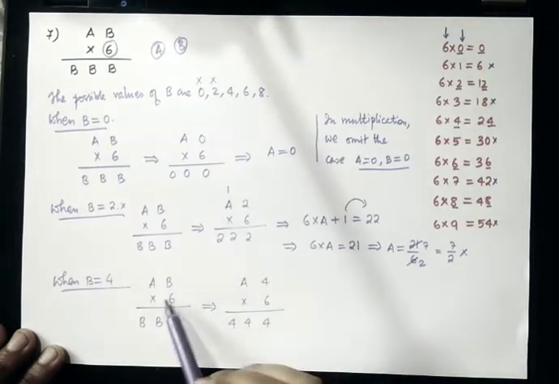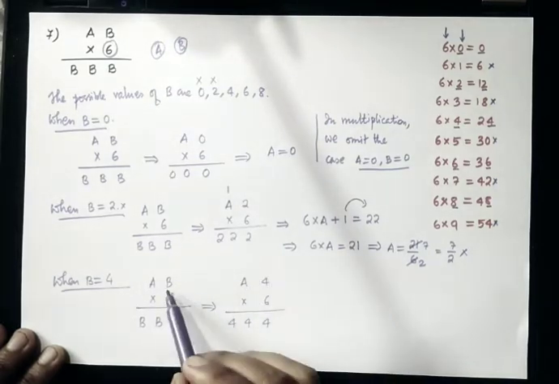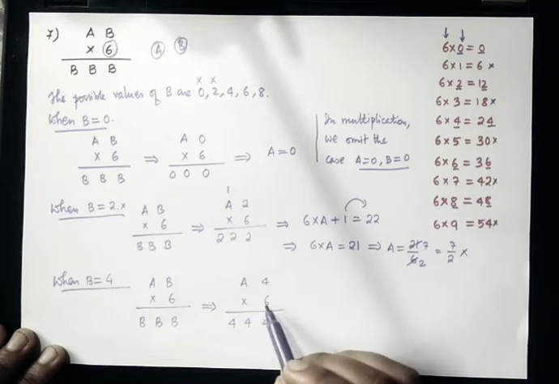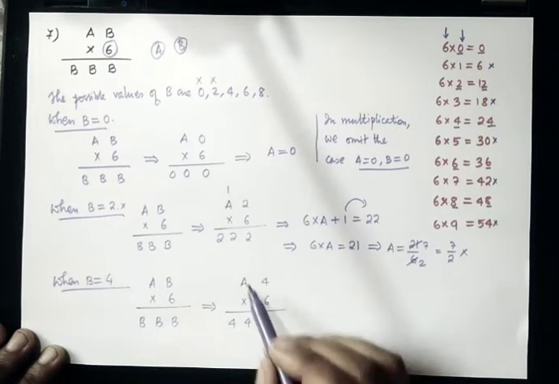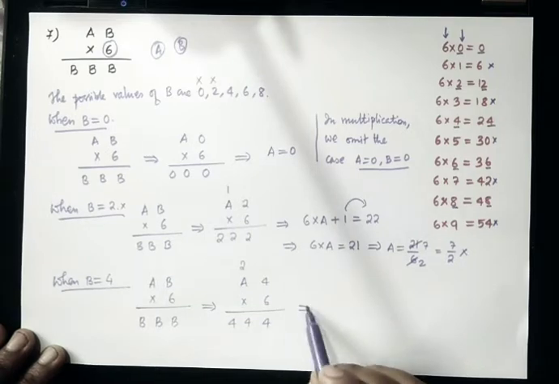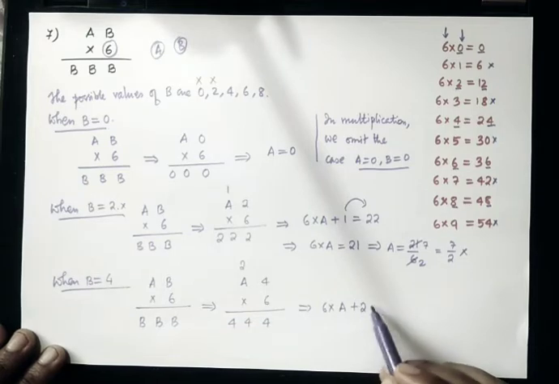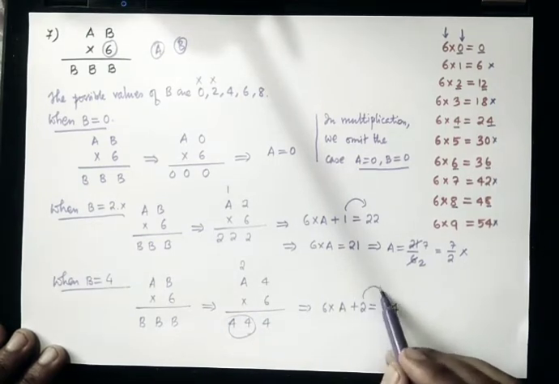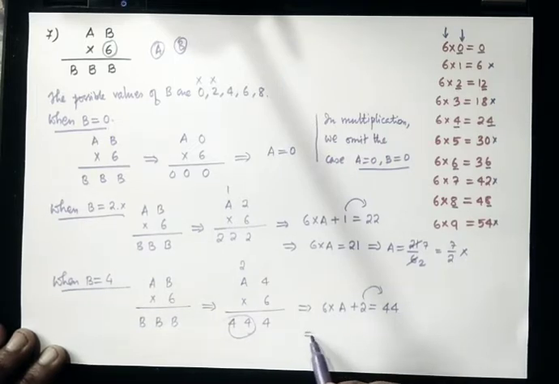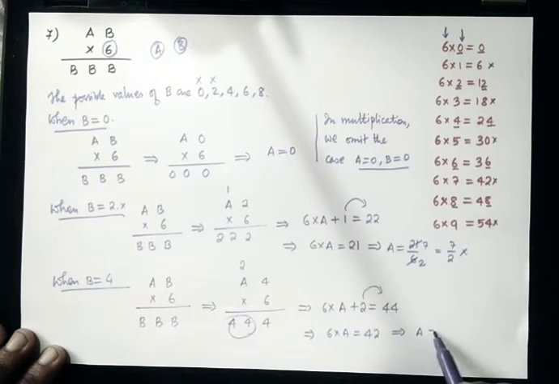So this question can be written as this much when B is equal to 4. Now let's see the multiplication part. So 6 into 4 is 24, so 2 is carried over. So similarly we have 6 into A plus 2 should give me 44, right? So again this 2 goes over there, becomes 42. So from here 6 into A will be 42, and from here what will be A? A will be equal to 42 by 6, which is 7, right?